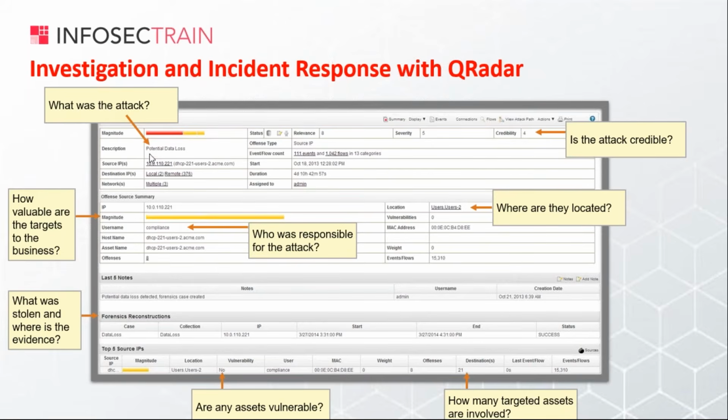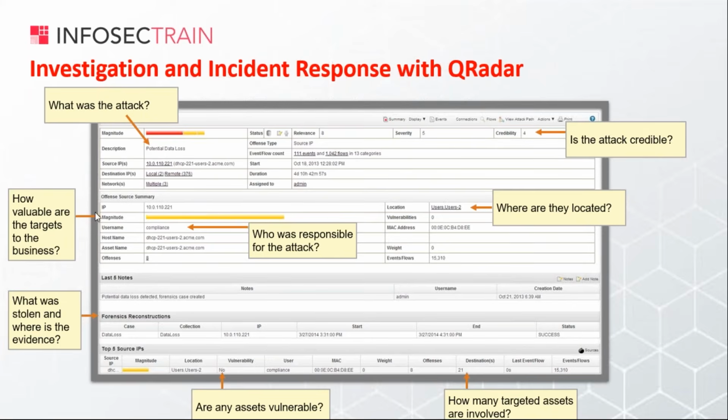For example, what was the attack type? What was the description of this attack? We can see that up here. What was the credibility of the attack? Was it credible? That means, was it a false positive kind of thing, or was it a 100% assured attack? We can see that credibility up over here.